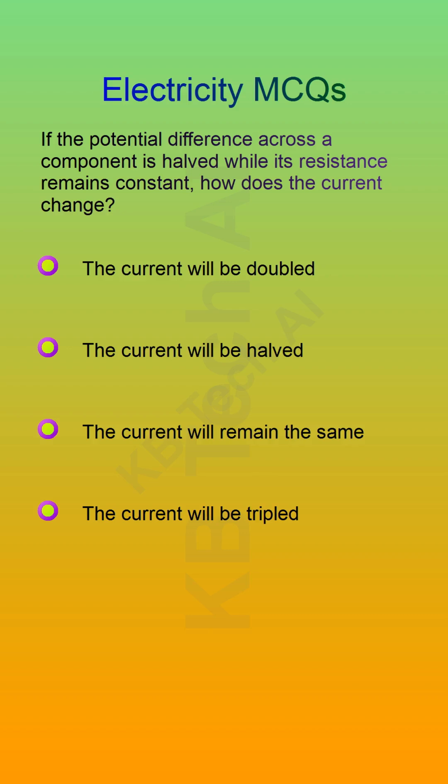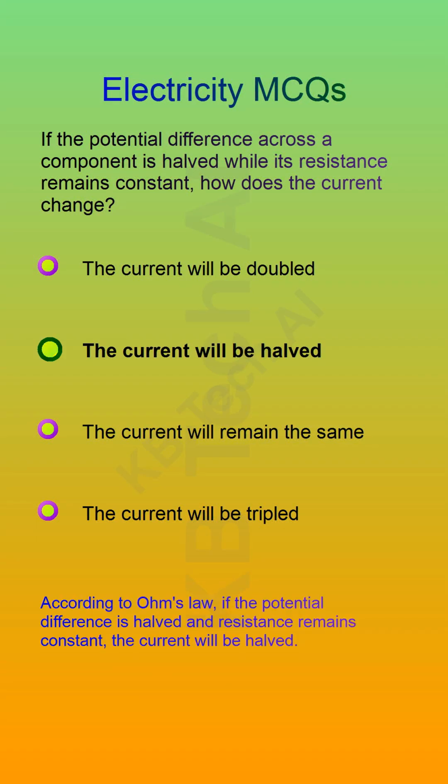If the potential difference across a component is halved while its resistance remains constant, how does the current change? Option 1, the current will be doubled. Option 2, the current will be halved. Option 3, the current will remain the same. Option 4, the current will be tripled. The answer is, option 2, the current will be halved.